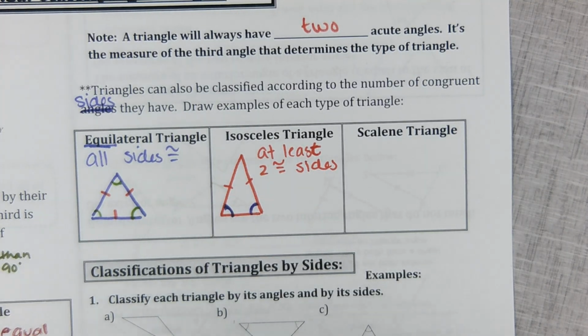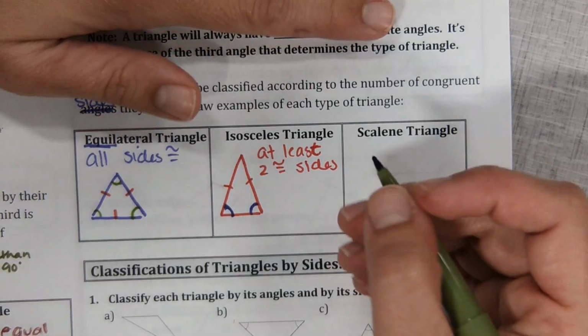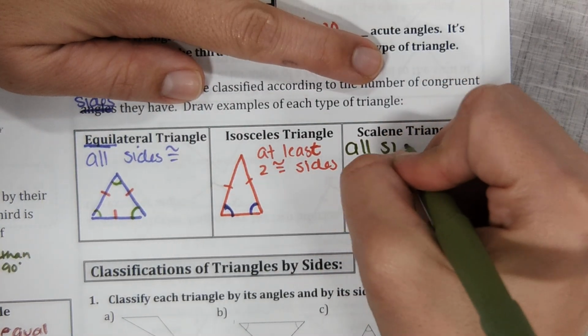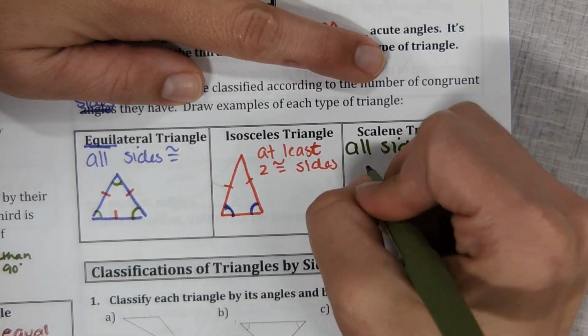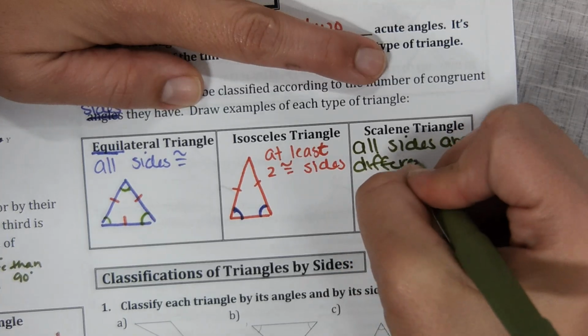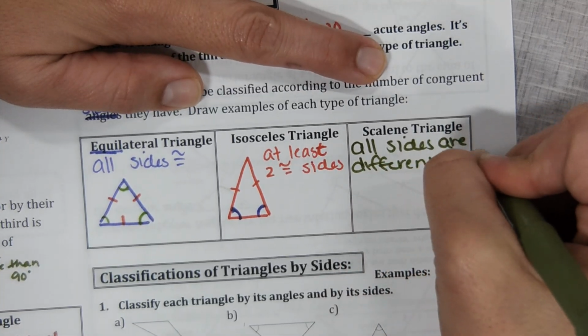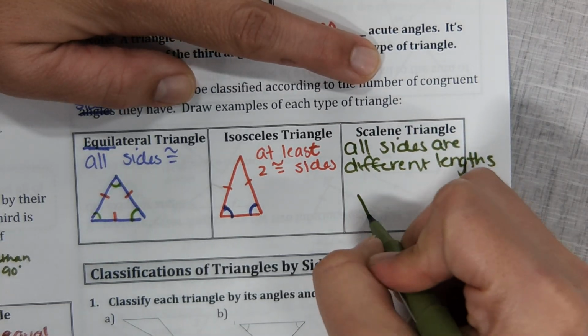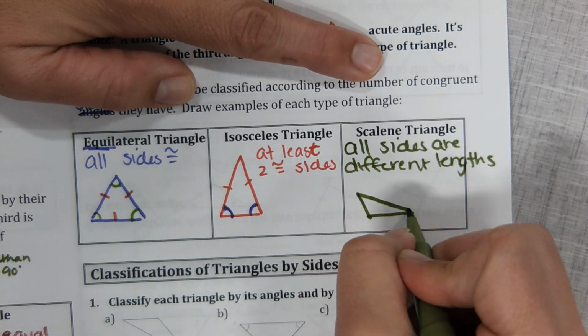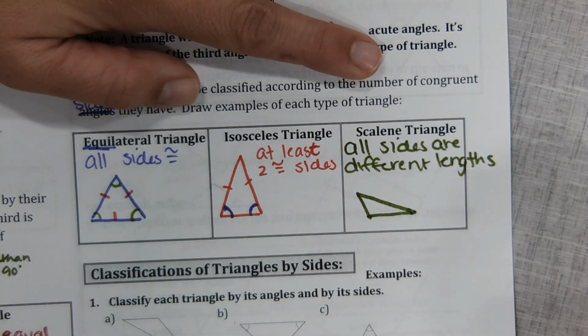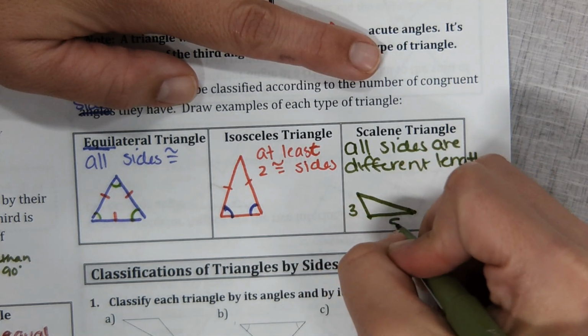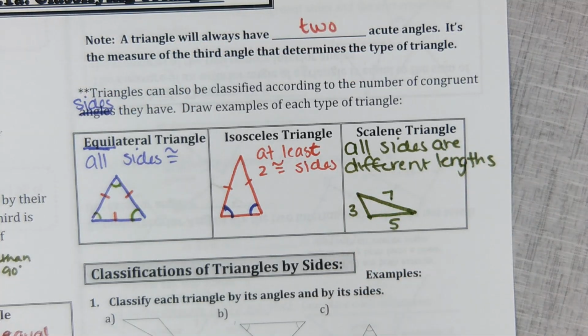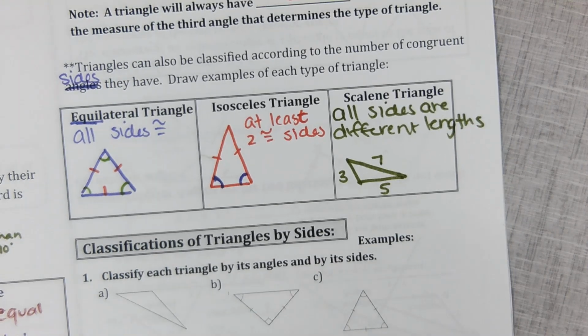And then the last one, scalene triangle, all sides are different lengths. So in this triangle, we have, let's say this is 3, this is 5, this is 7. All the sides are different lengths. And that means all the angles will be different too.